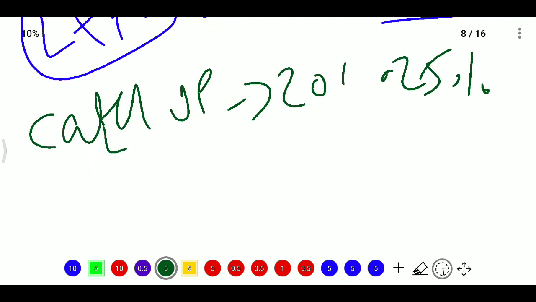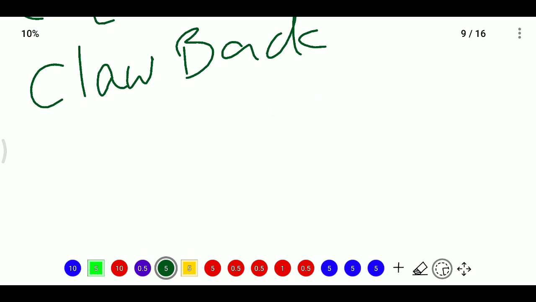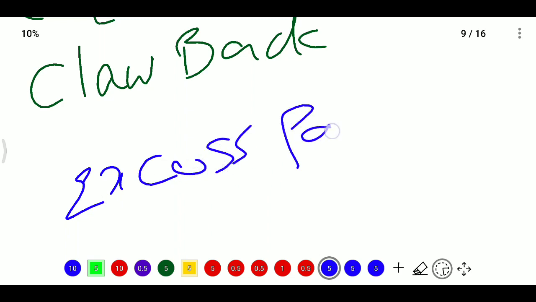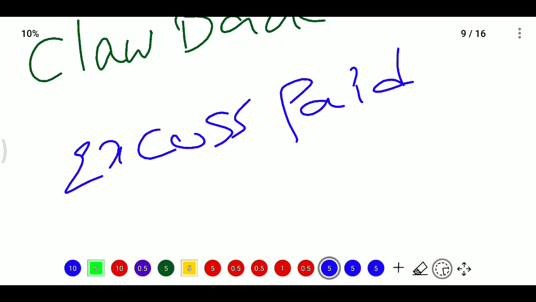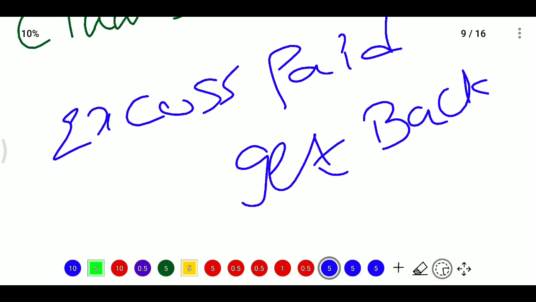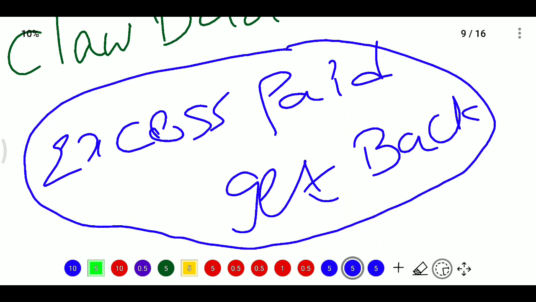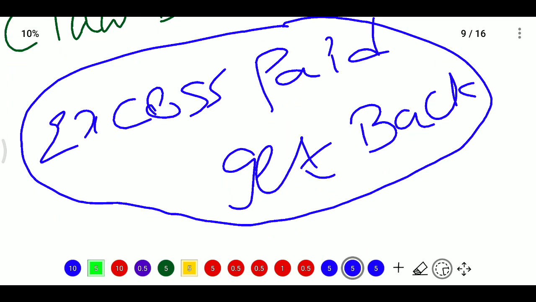Next one, clawback. Clawback is the provision that gives a right to limited partners to pull back any excess carried interest already paid to the general partner in a fund. So what we discussed in the last one, in catch up, the general partner will get the share before paying the limited partners, whereas clawback tells that the limited partner can pull back any excess carried interest already paid to the general partner in a fund.